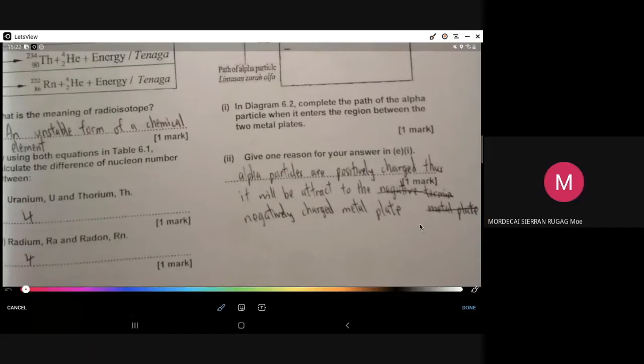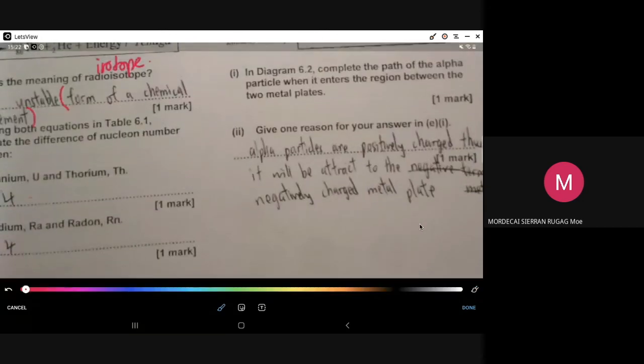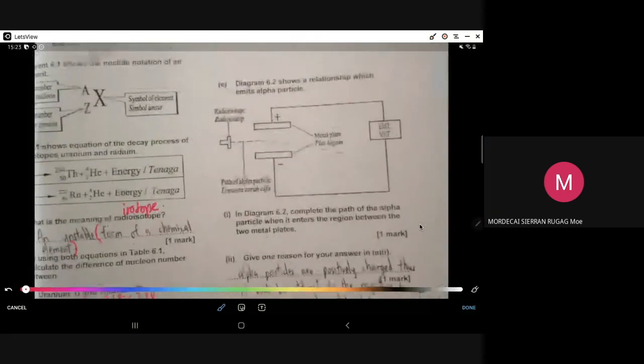The meaning of radioisotope is an unstable form of chemical element, or you can say isotope. And B1, the difference in the nucleon number is 4, because 238 minus 234. Okay. And B2 also the same. The difference is 4. And for C, the difference of proton number between uranium and thorium is 2. Okay. And for B is also 2.